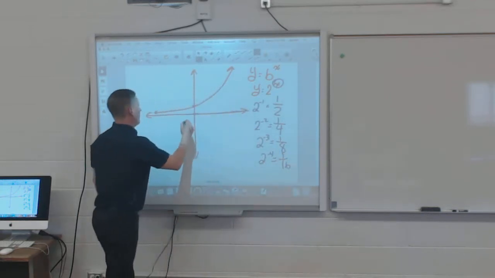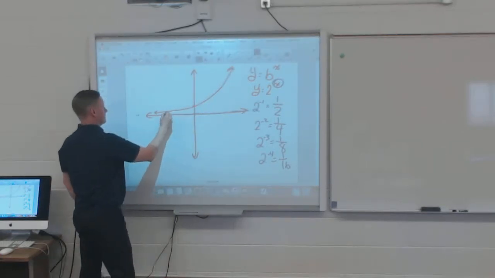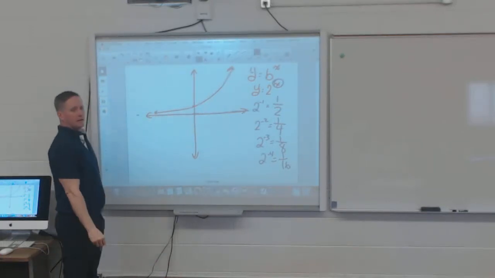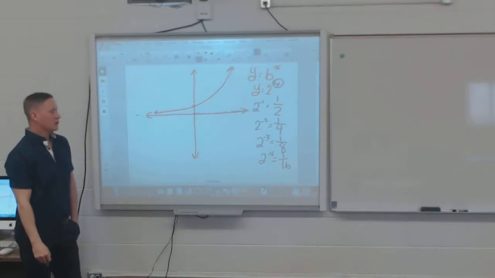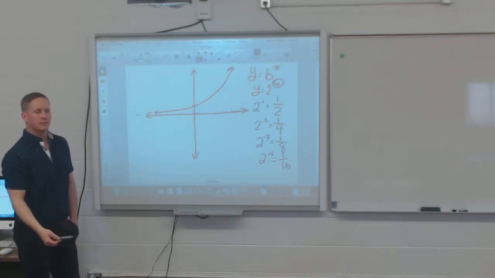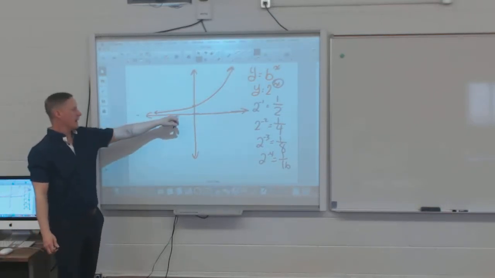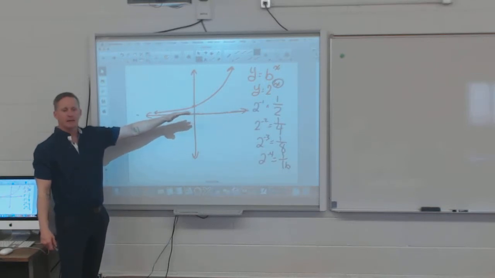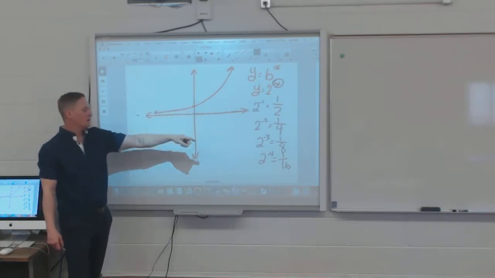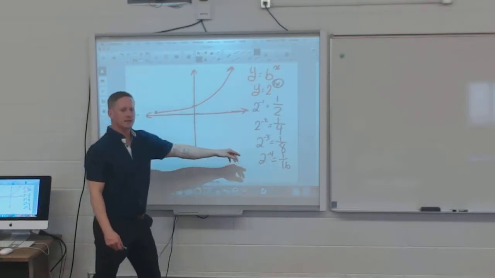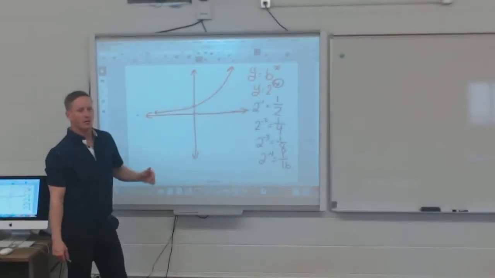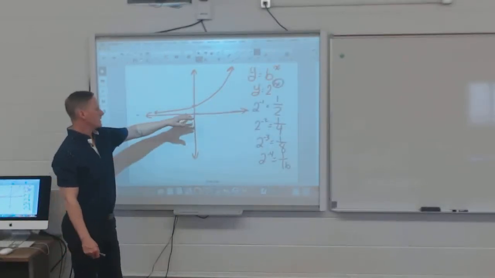So what's happening to my y values here? They're getting closer and closer to 0. They're approaching 0, right? That's why there's an asymptote here. You'll never get there. It doesn't matter how small the exponential value is, you can't get to 0. It's impossible. So that's why there's an asymptote.